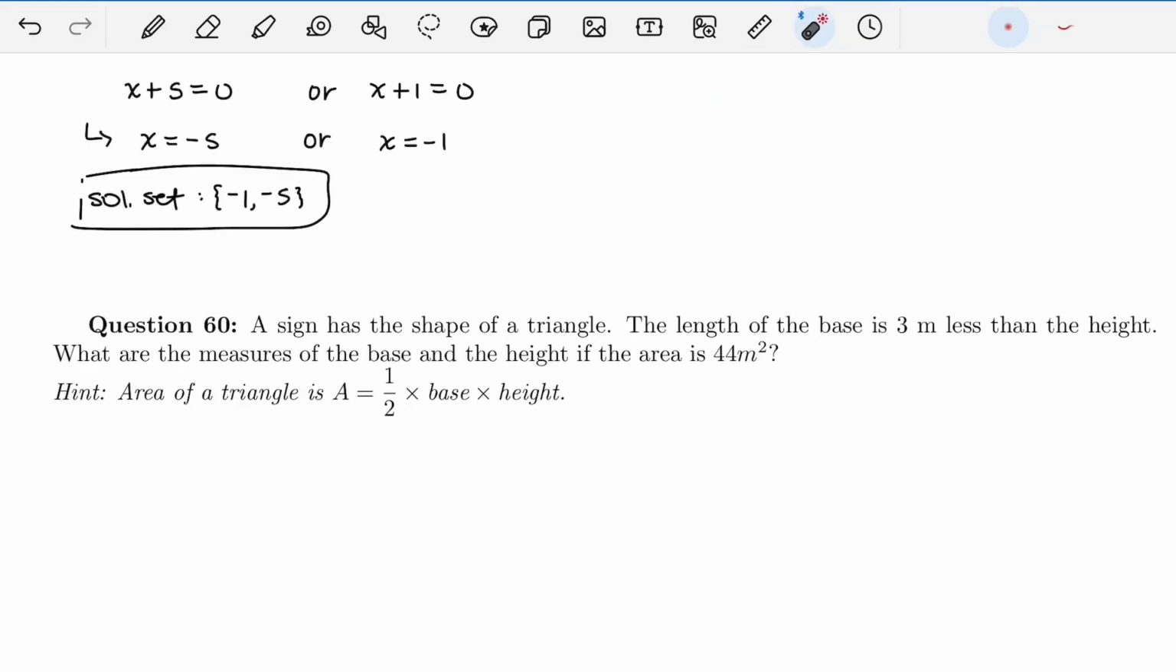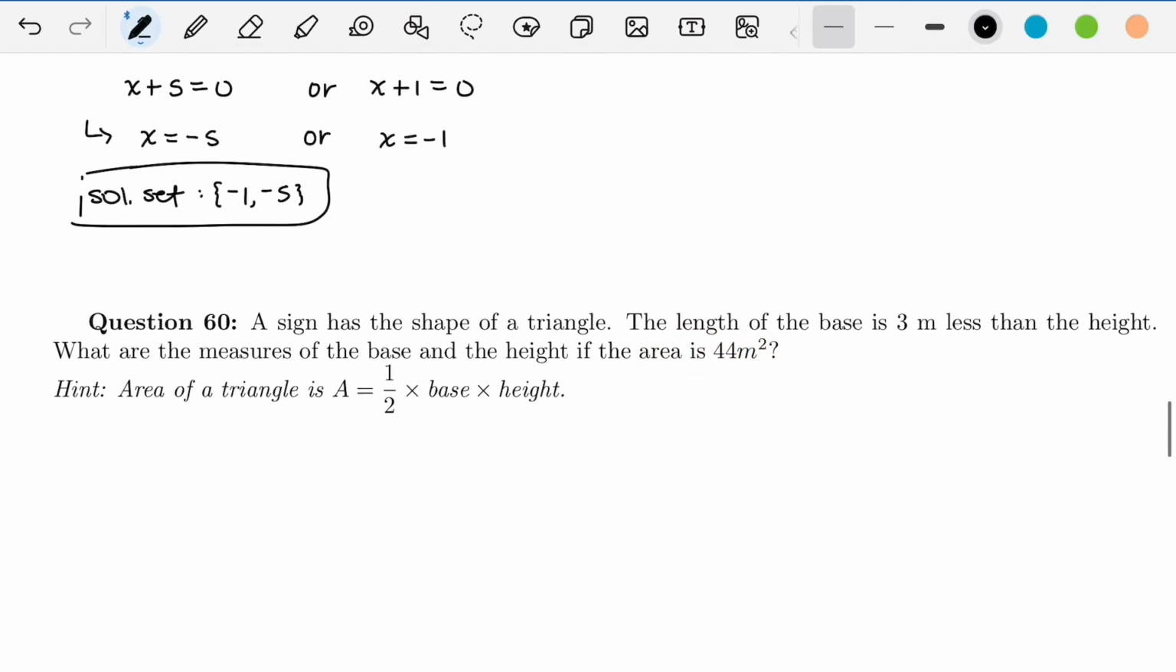3. Now for this next example here, we're going to use a quadratic equation in an application. We're told that there's a sign that has the shape of a triangle. The length of the base is 3 meters less than the height. And what we want to do is figure out the measures of the base and height given the area of the triangle. For these particular problems, it's always a good idea to draw a sketch so you have a good idea of what's going on.